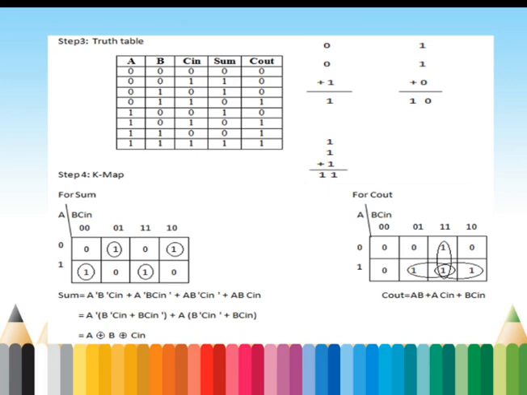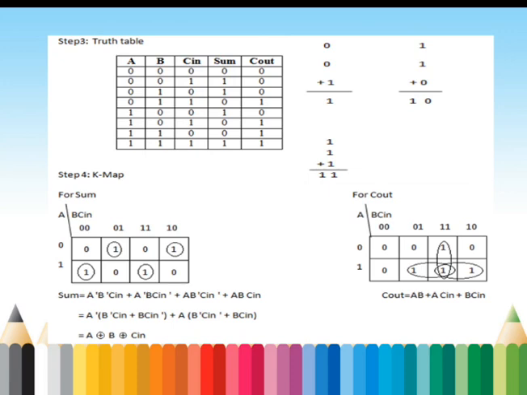Since it is a 3 input full adder circuit, there are totally 2 power 3 input binary values, from 0, 0, 0 to 1, 1, 1. Accordingly, we should calculate sum and Cout values. So let us start analyzing this truth table. For input value 0, 0, 0.